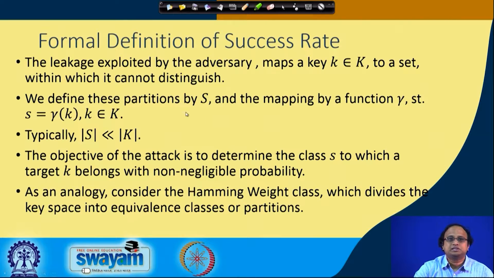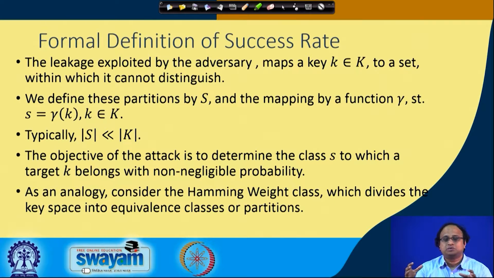That function is called gamma. So, we say that let me choose a k from this key space and then apply this function gamma, and then I get a small s. So, small s is essentially nothing but the mapping. Typically, if I am considering a 128 bit space, there are 2 to the power of 128 possibilities. And if I map them into the Hamming classes, there are 129 possible Hamming classes: 0, 1, 2, and so on till 128.